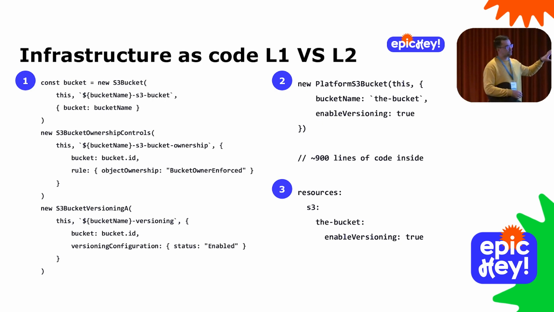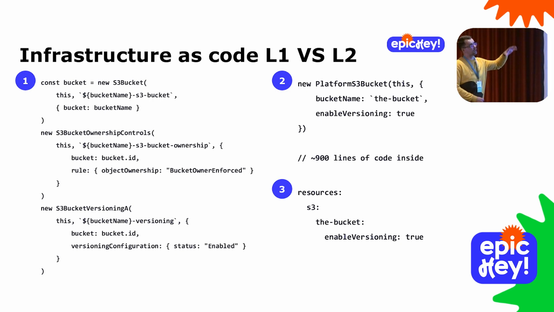In this specific platform, which is sampled here, I checked, we have around 900 lines of code inside the high-level construct for the creation of the S3 bucket. And of course, you need to provide such high-level abstractions for every kind of resource. So for a database, for a DynamoDB table, whatever that is, you need to provide a high-level resource.